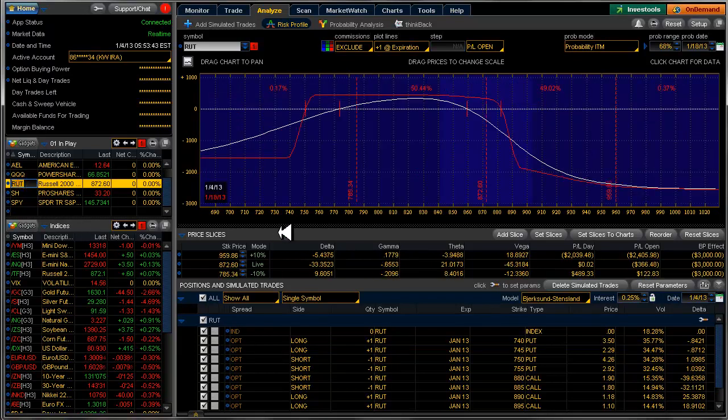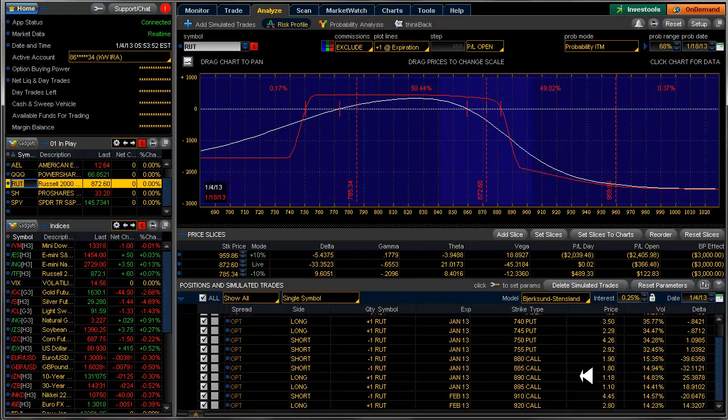Let's take a look at the Russell trade. What I did yesterday, just before the close, was sell a bear call here at 910 and 920. It's the first half of an iron condor, and if we get a pullback over the next week or so, then I will do the put side of it, and that is a February expiration.